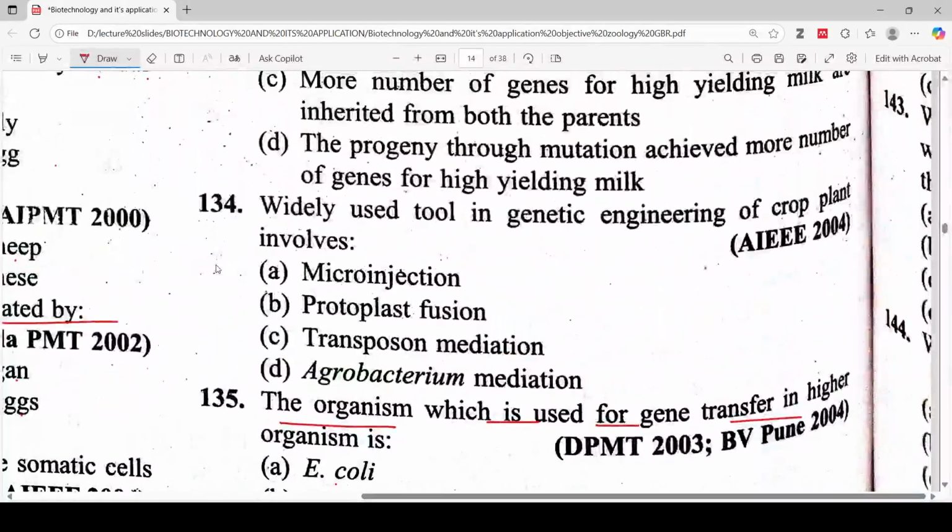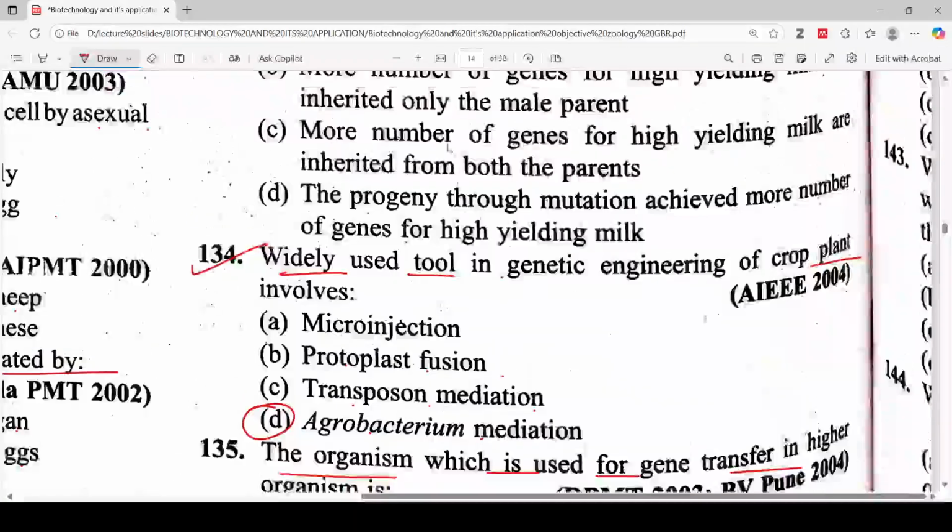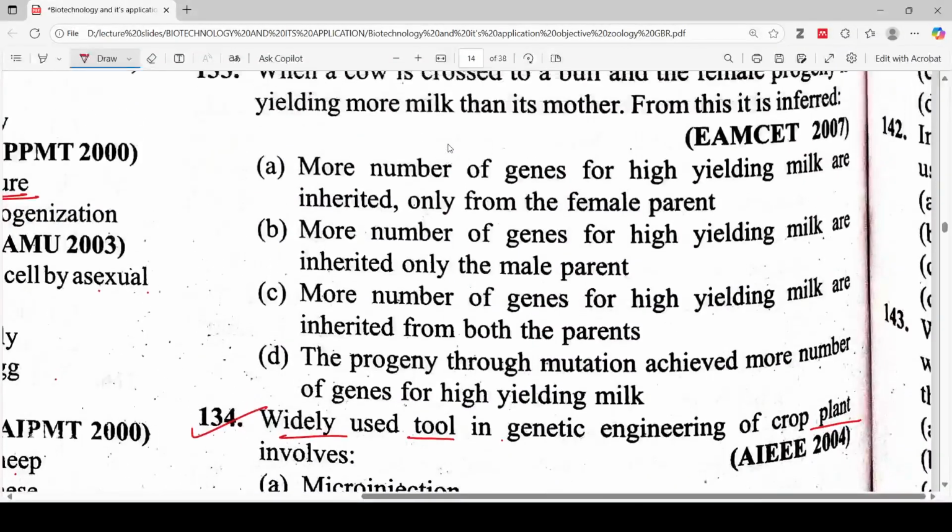So let's move to the next question. A widely used tool in genetic engineering of crop plants involves microinjection, protoplast fusion, transposon mediation, and Agrobacterium mediation. So the correct answer is option D.